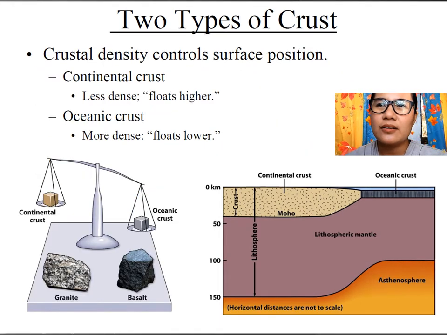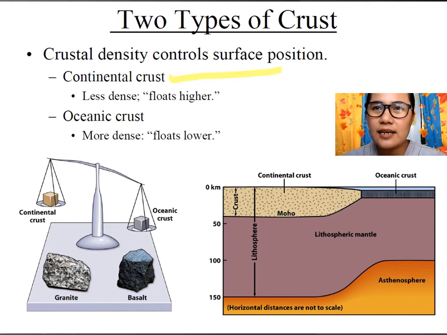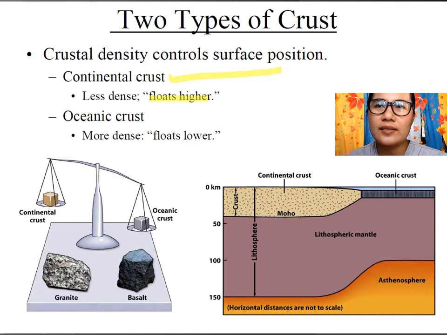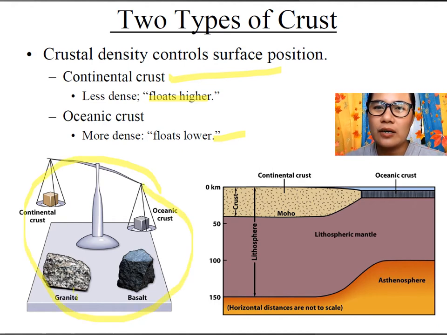Crustal density controls surface position. The continental crust is less dense and it floats higher. The oceanic crust is more dense and it floats lower. So based on this visualization, kung itimbang pa nato si granite, which is the rock type of continental crust, gaan siya kaysa ni basalt, which is the rock type of oceanic crust.